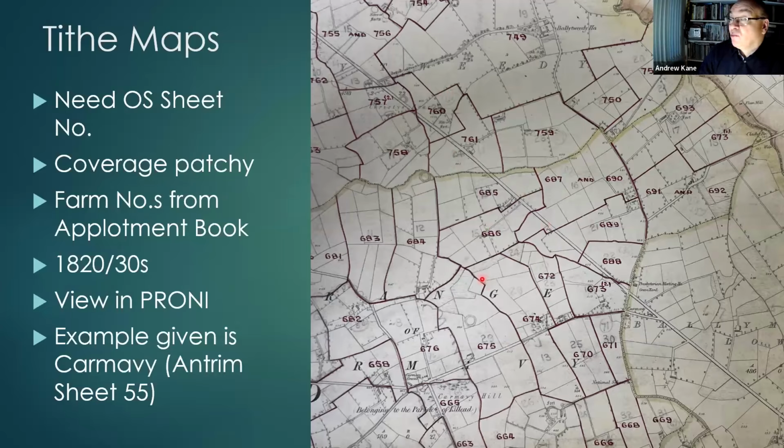You can actually see someone's farm. This is from Antrim sheet 55, and you can see here that the Grange of Carmavy has them all numbered, and Ballymather next door does not, which is a pity because my ancestors lived in Ballymather.